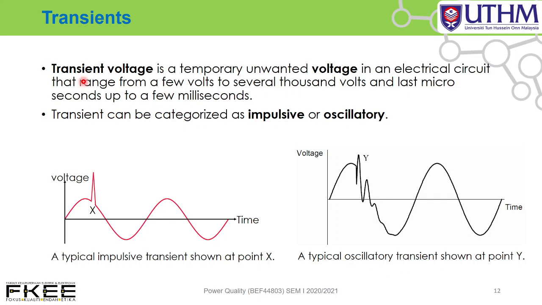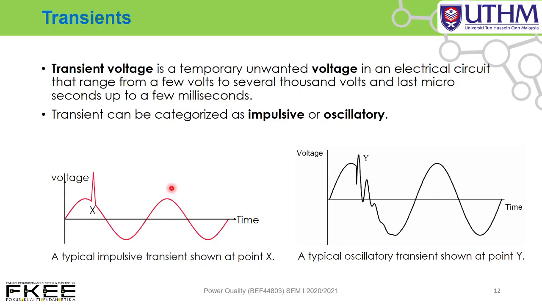What is the meaning of transient? Transient voltage is a temporary unwanted voltage in an electrical circuit that ranges from a few volts to several thousand volts, and lasts from microseconds up to a few milliseconds. This is the duration. Transients can be divided into two categories. Number one, we call it impulsive transient, and number two, oscillatory transient.